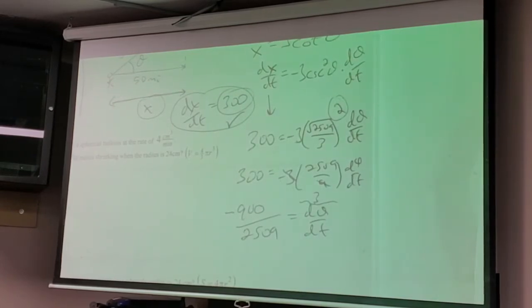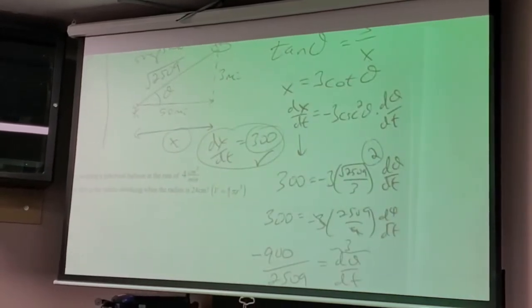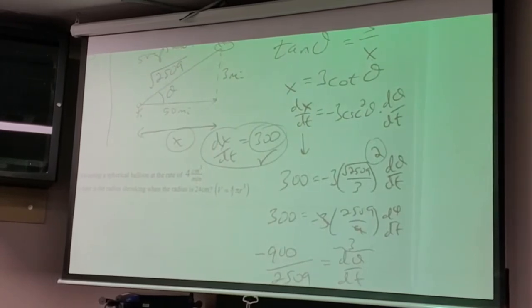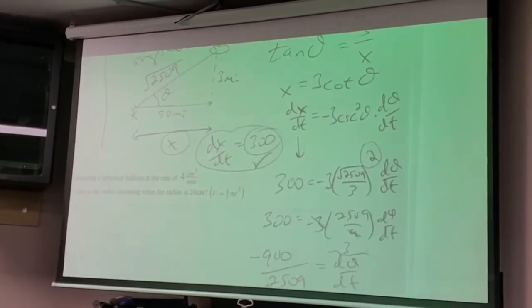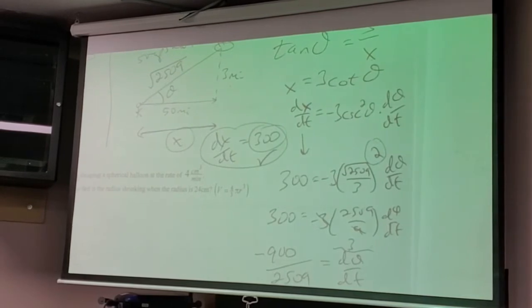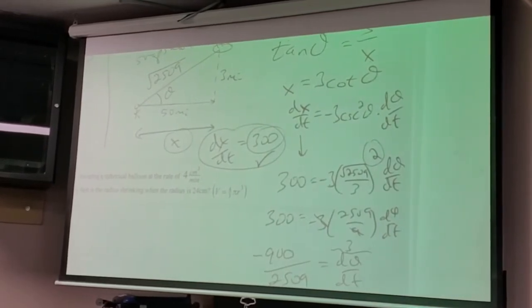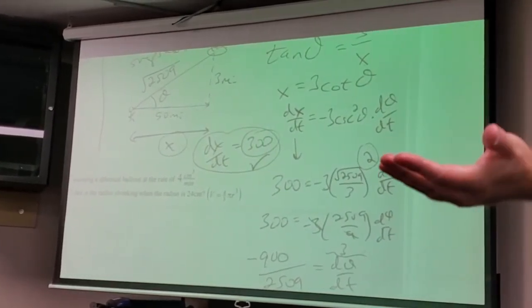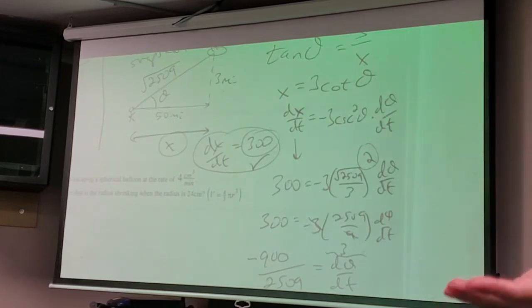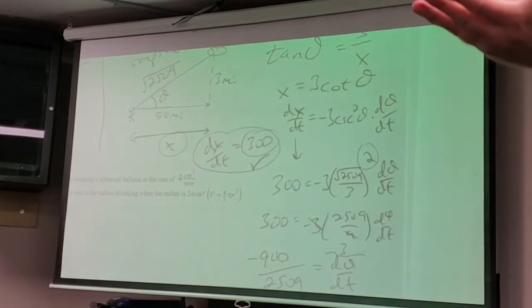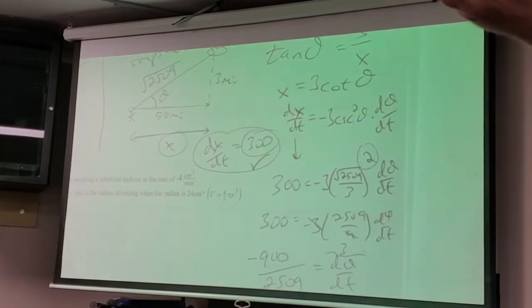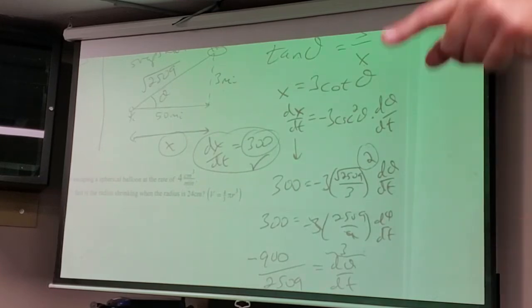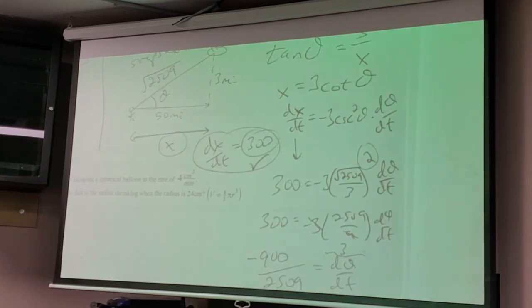Why does it make sense it's negative? What's happening as the plane goes away? The angle of elevation goes down as I follow it, doesn't it? So it makes sense that it came out negative because my angle is decreasing to the plane as it flies away. I lock it until it reaches the horizon, and then it's 0, and then it disappears over the horizon, and flat Earth people cry.